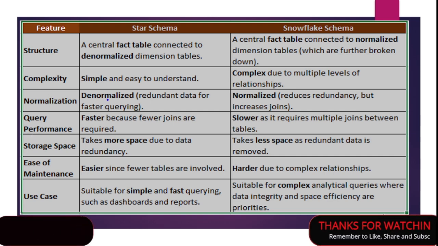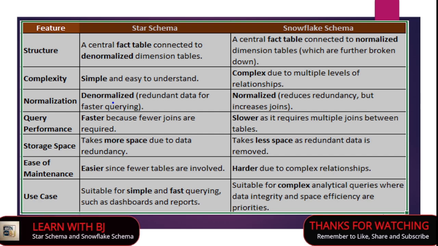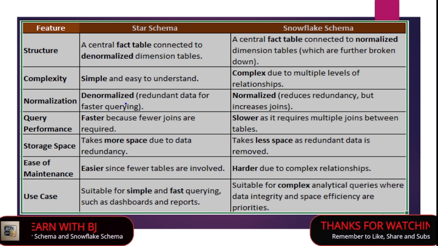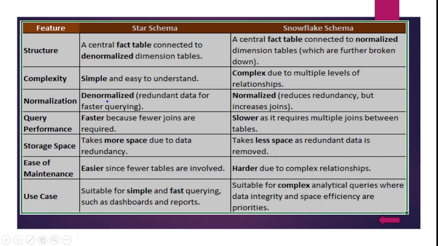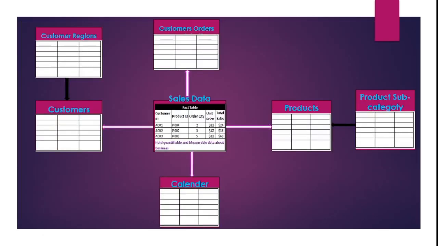So we are saying here that in star schema we have data denormalized, meaning that there is redundant data for faster querying. So data is being held in a single table as opposed to being broken down. And then in a Snowflake schema we have normalized data, meaning that it reduces redundancies but increases joins. So when we come here to Snowflake schema, you can see here where we have the products. So now we have increased the joins.